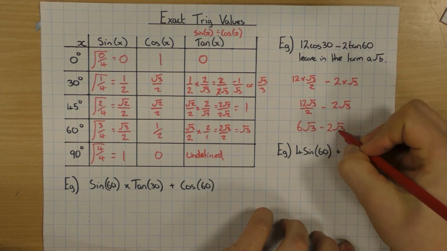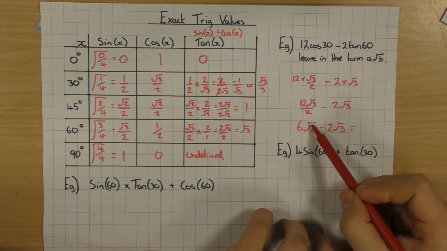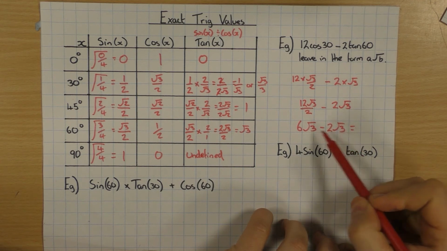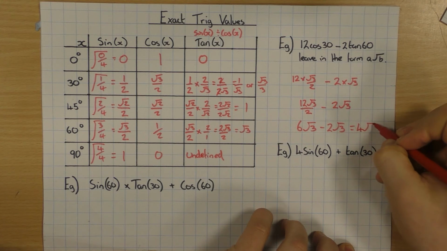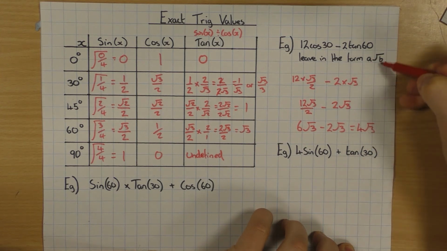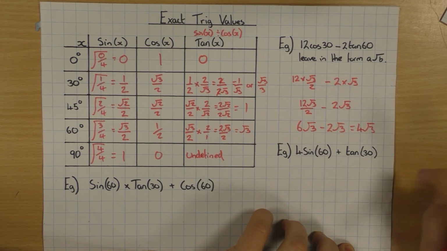Take away 2 root 3. And because the surds here, root 3 and root 3, are the same, I can subtract the number in front. So 6 take away 2 is 4 root 3. So in this case, A would be 4 and B would be 3.